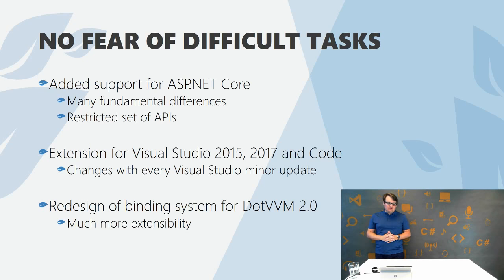And with DotVVM 2.0, we did have to do a fundamental change in the core of the framework, which was the system of data bindings. In DotVVM 2.0 there is completely new binding system which has a lot of extensibility points, so we can add a lot of new features, and some of them you will see in this video. And of course it's a great thing for the future because it will be much easier to add new features and new possibilities of all the controls and also the data bindings.